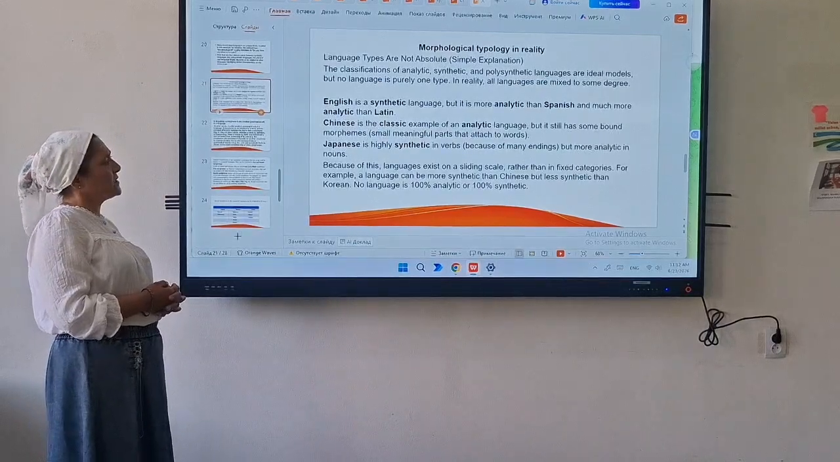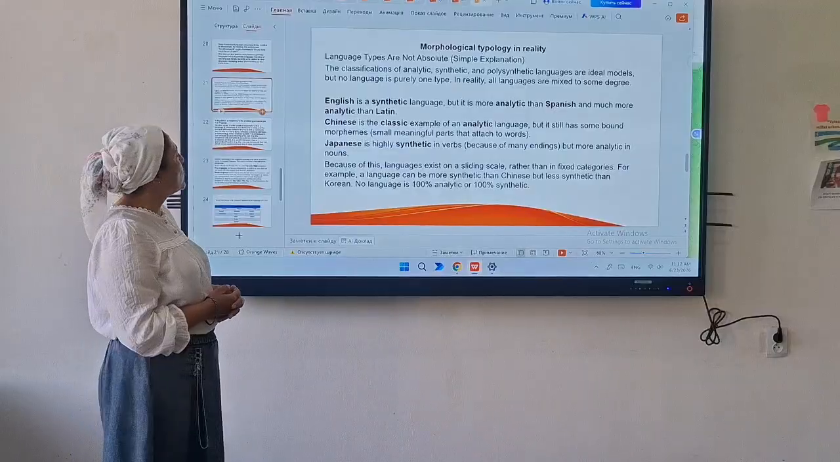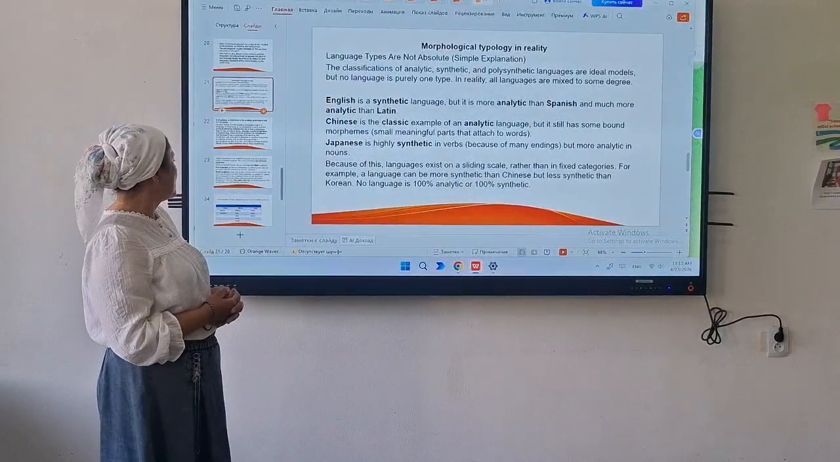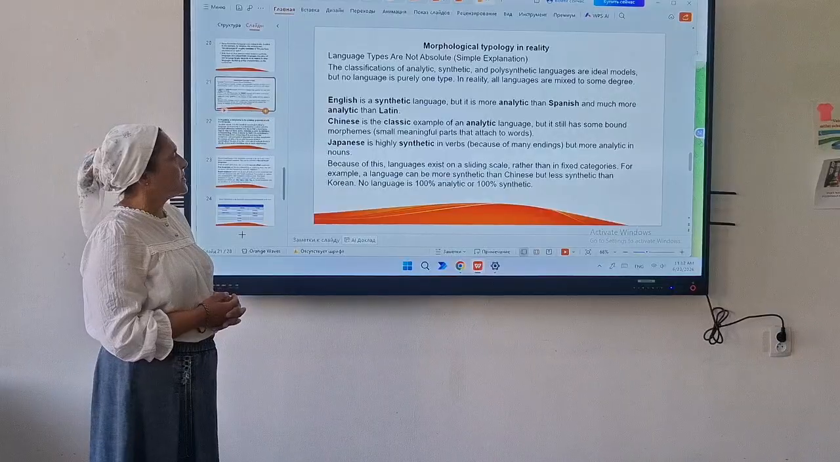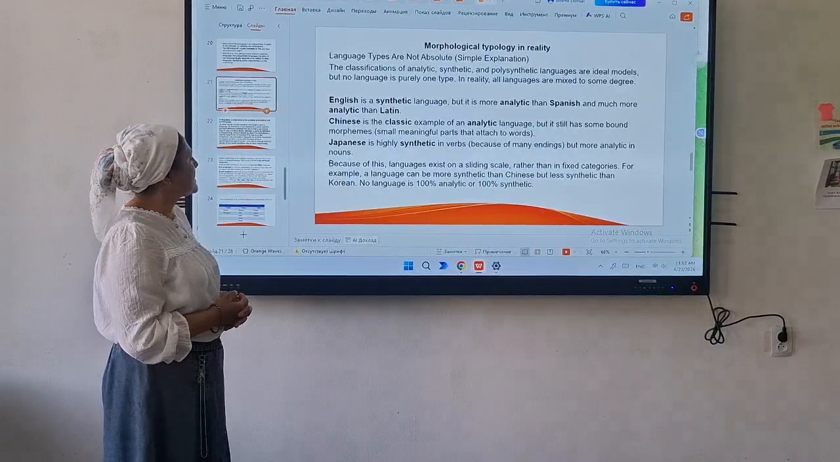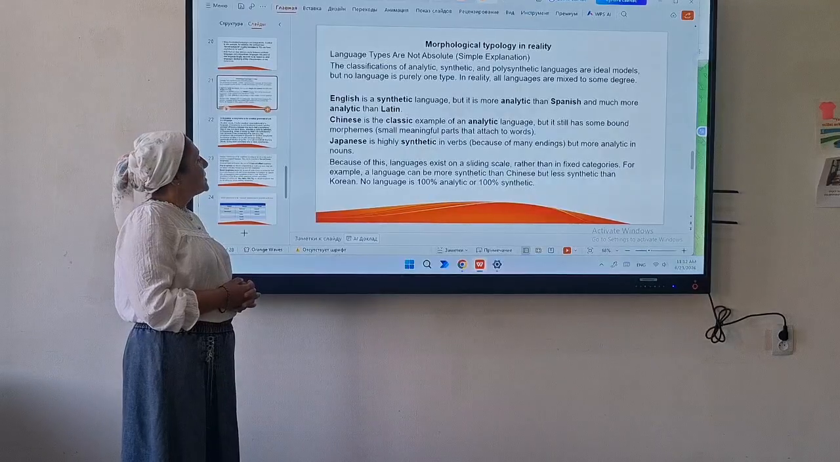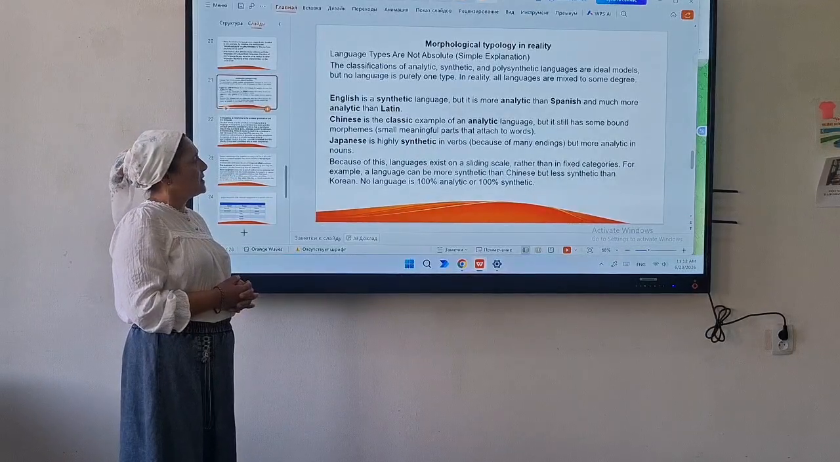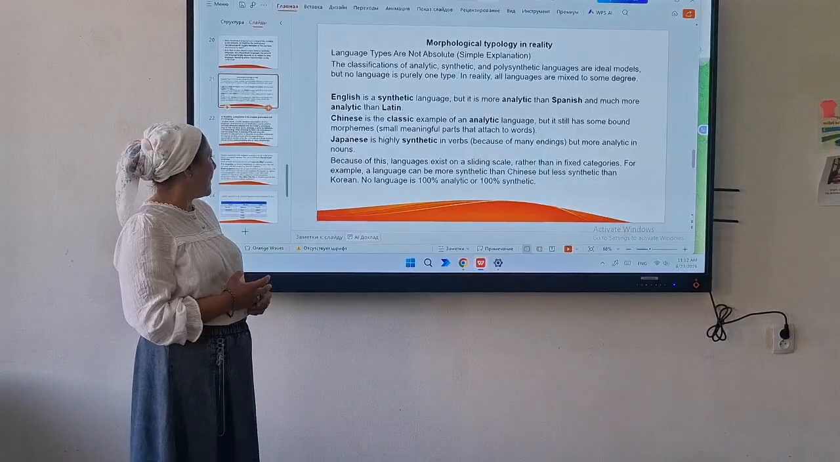English is a synthetic language, but it is more analytic than Spanish and much more analytic than Latin. Chinese is a classic example of an analytic language, but it still has some bound morphemes, small meaningful parts that attach two words. Japanese is highly synthetic in verbs because of many endings, but more analytic in nouns.